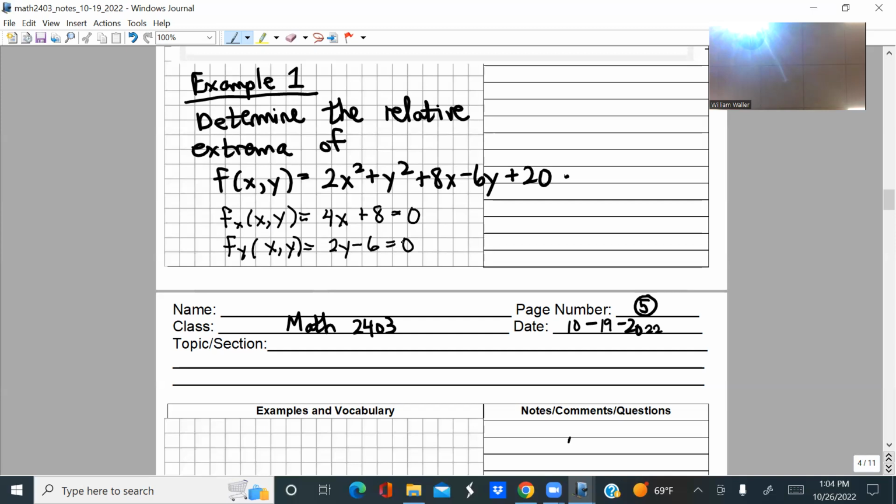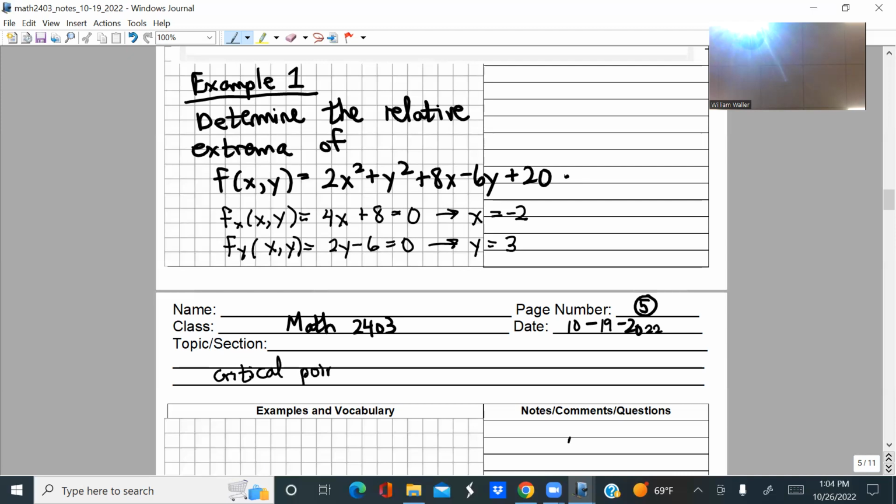So let's set them to 0, and oh, it's so easy to figure out, right? What's x have to be here in this equation? Is that minus 2? And here y would have to be what? 3? So it looks like we only got one candidate here, right? X is minus 2 and y is 3. What's the z in that case? Just plug those in, right? Can y'all do those for me?